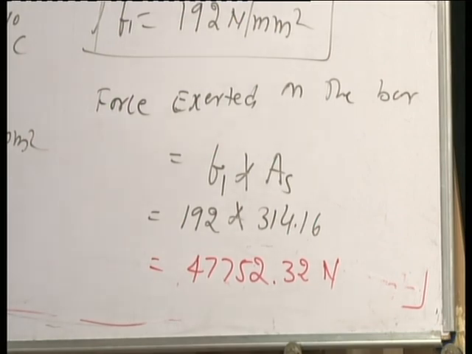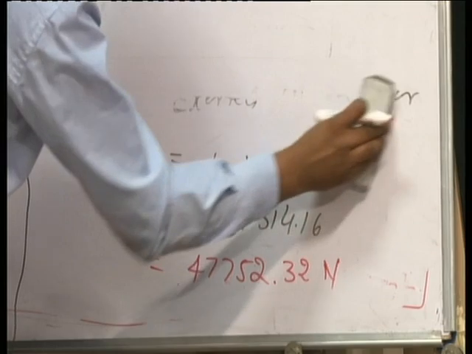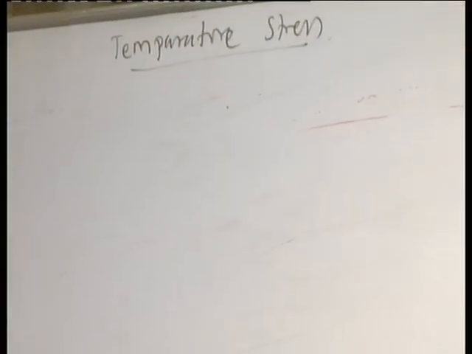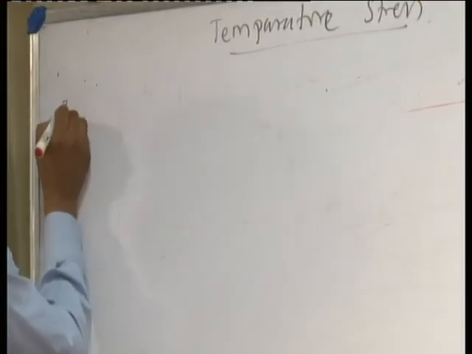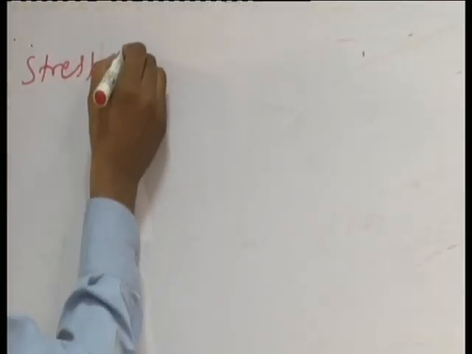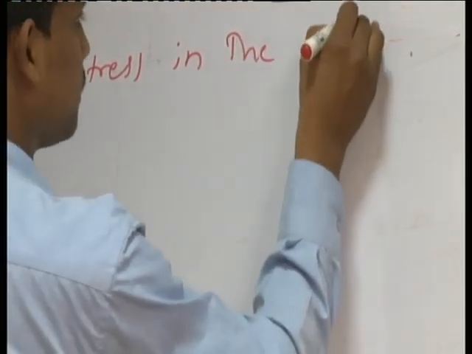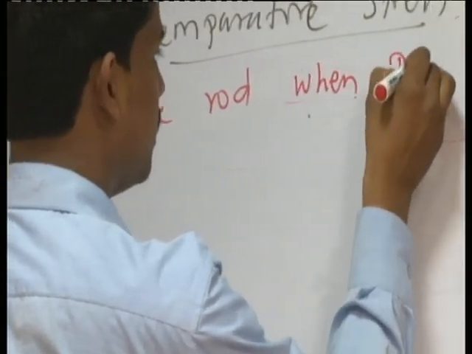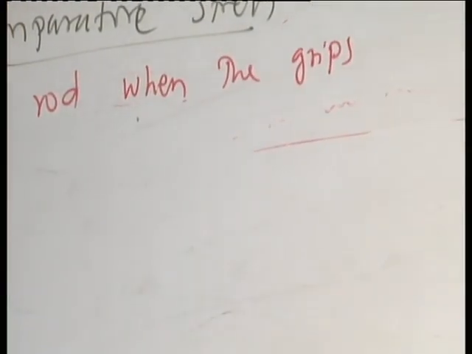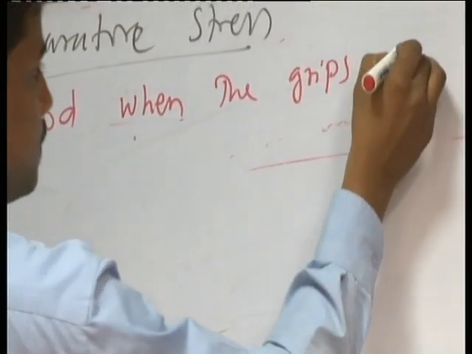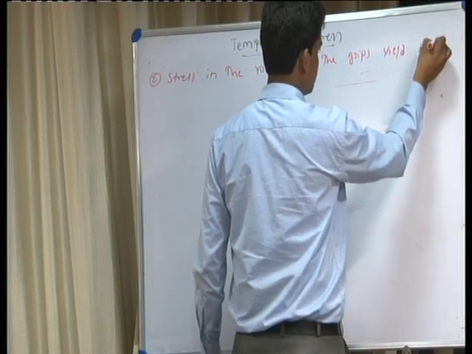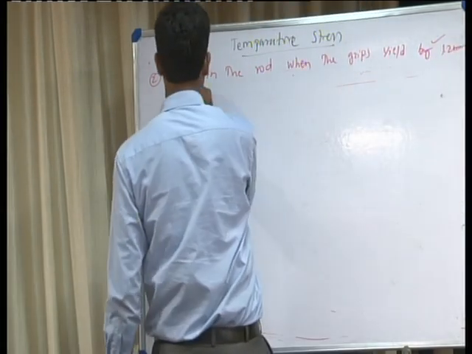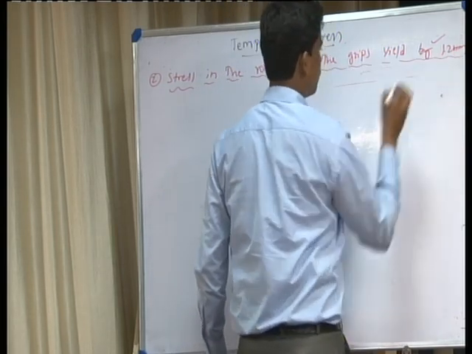Here another condition is given: what is the stress in the rod if the grips yield by 1.2 mm? Stress in the rod when the grips yield by 1.2 mm.